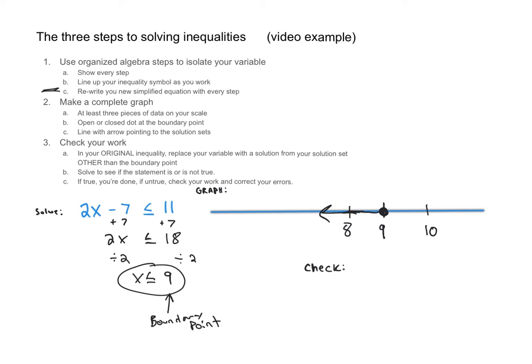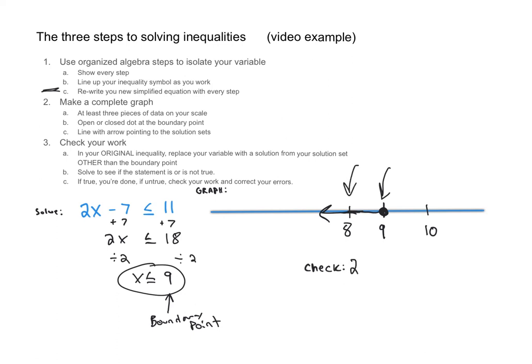And now we need to check. And by our checking, we need to go back to our original inequality and replace the variable with a solution from our solution set other than the boundary point. So it's really important that you don't replace x with that boundary point. You want to replace it with something other than the boundary point. We could replace it with 8. Why not? 8's right there. That's a part of our solution.